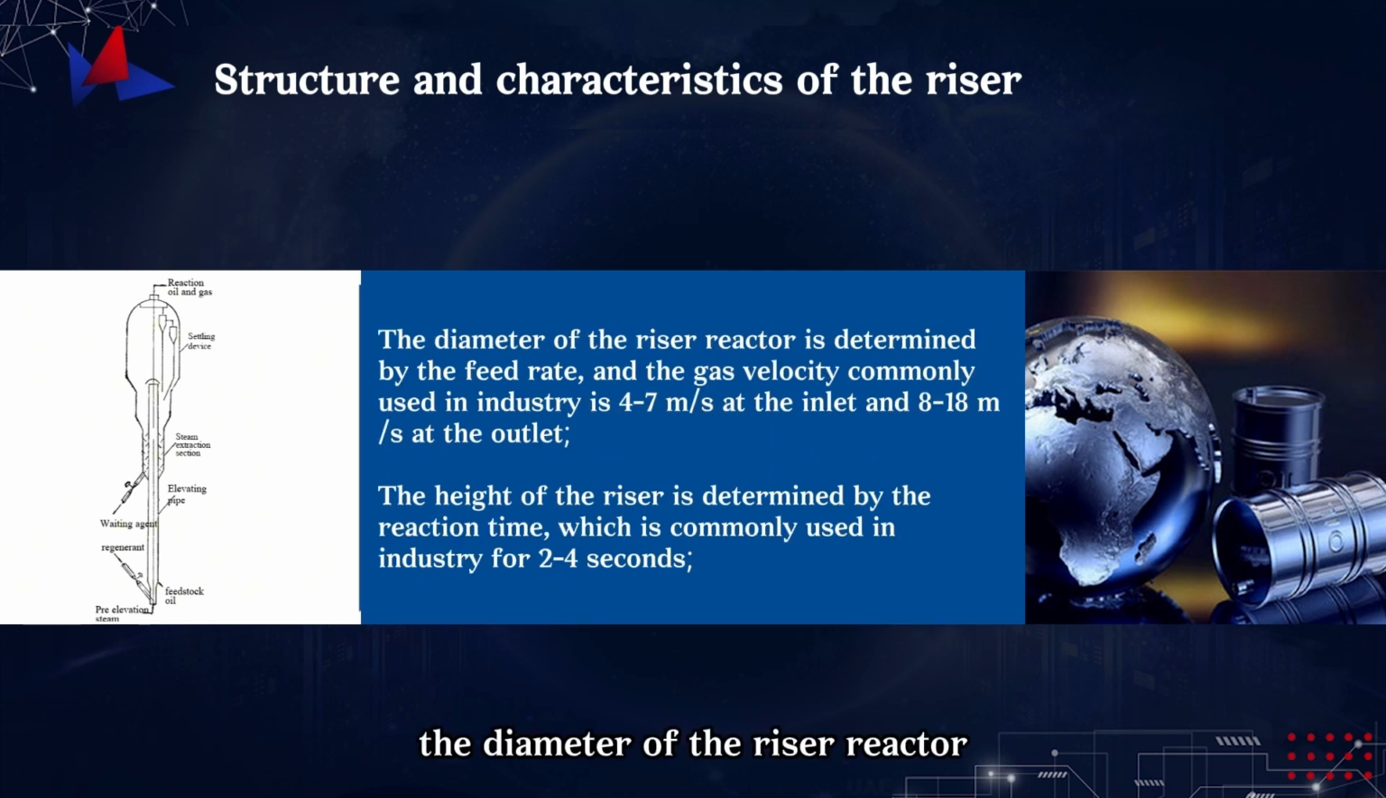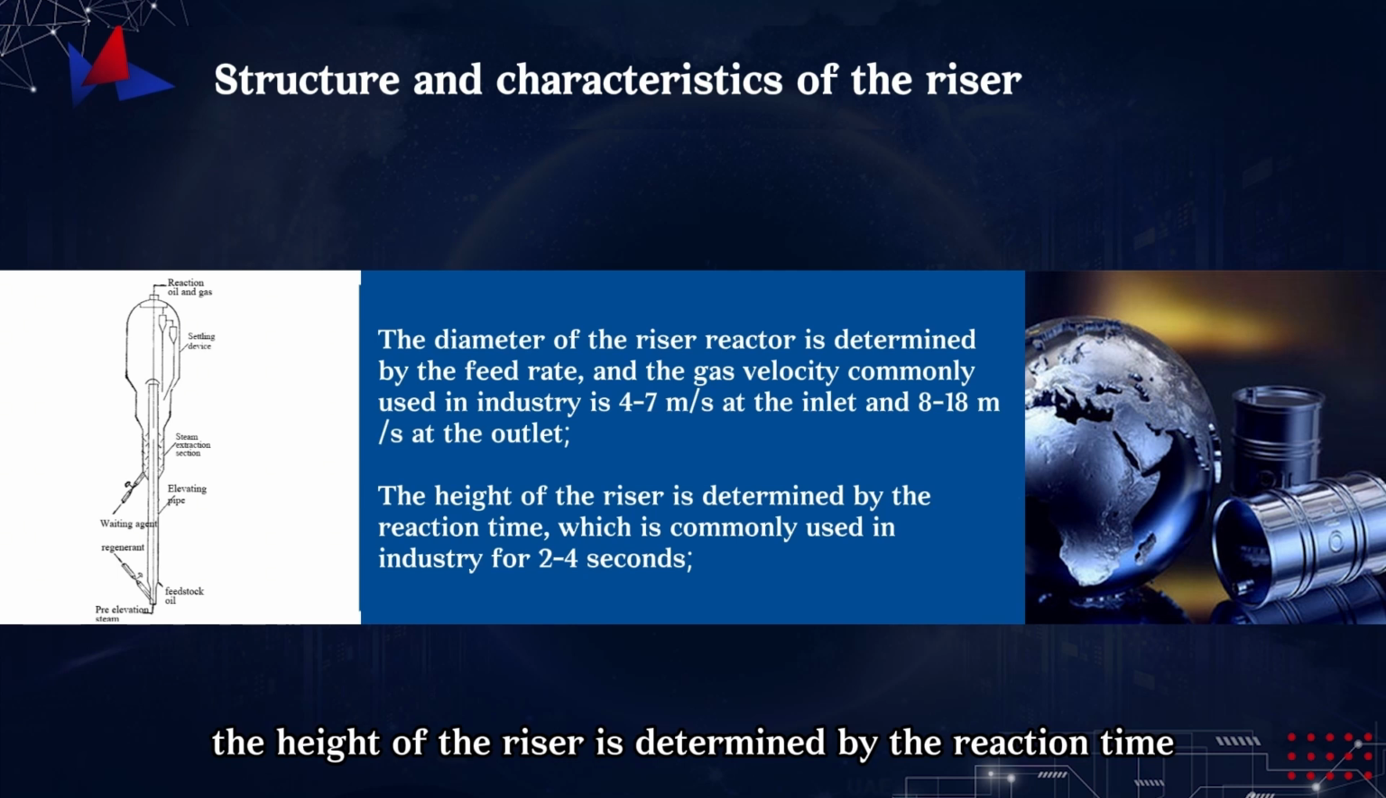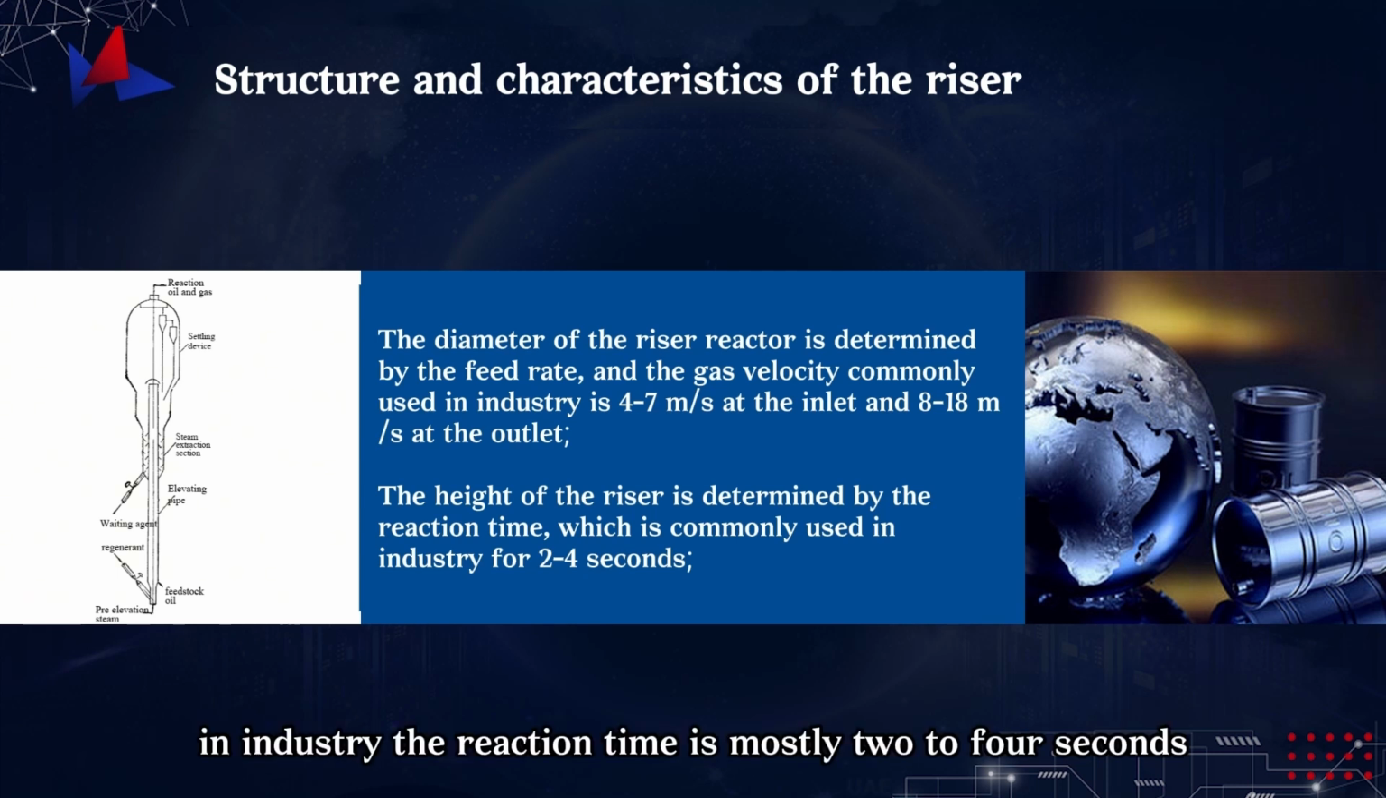The diameter of the riser reactor is determined by the feed rate. The gas velocities commonly used in industry are 4 to 7 meters per second at the inlet and 8 to 18 meters per second at the outlet. The height of the riser is determined by the reaction time. In industry, the reaction time is mostly 2 to 4 seconds.